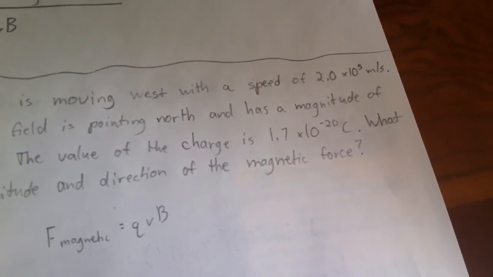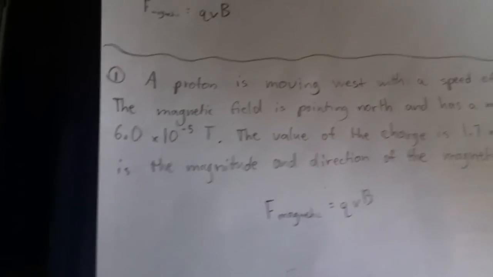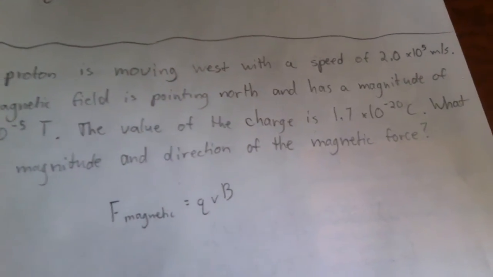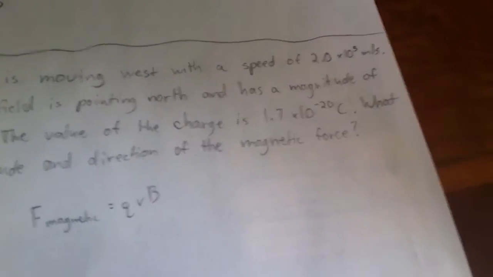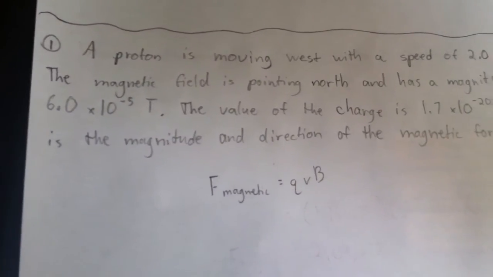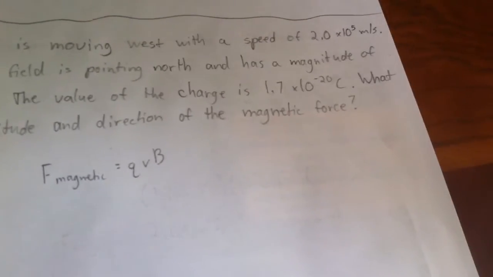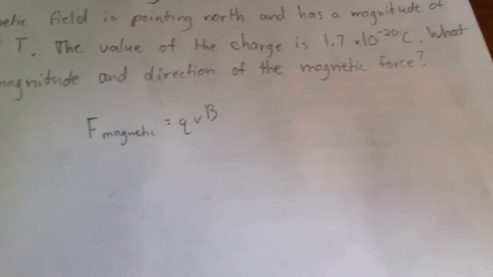A proton is moving west with a speed of 2.0 times 10 to the 5th meters per second. The magnetic field is pointing north, and it has a magnitude of 6.0 times 10 to the negative 5th teslas. The value of the charge is 1.7 times 10 to the negative 20 coulombs. What is the magnitude and direction of the magnetic force?